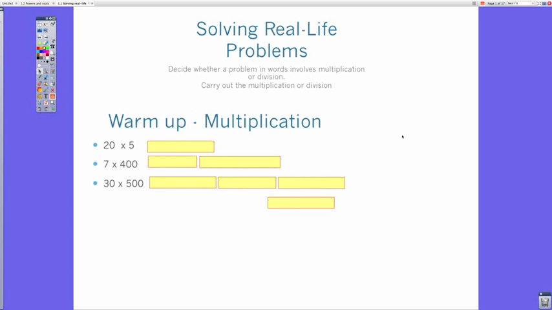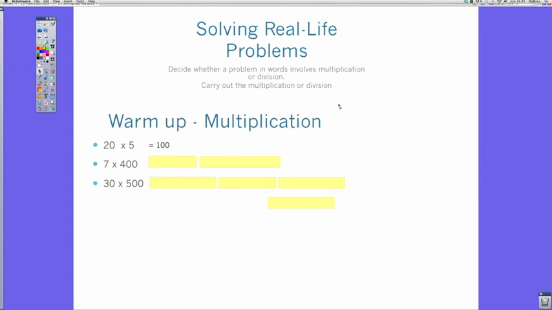So the first one is 20 multiplied by 5. We get 100. The next question, we have got 7 multiplied by 400. Okay, and that will give us the answer 2,800.